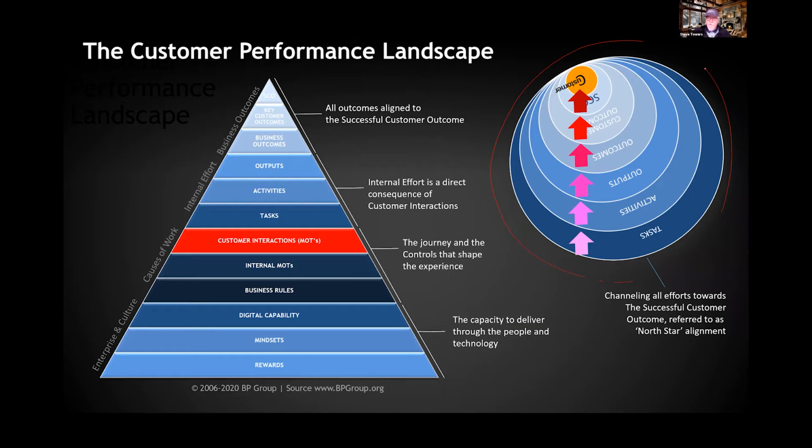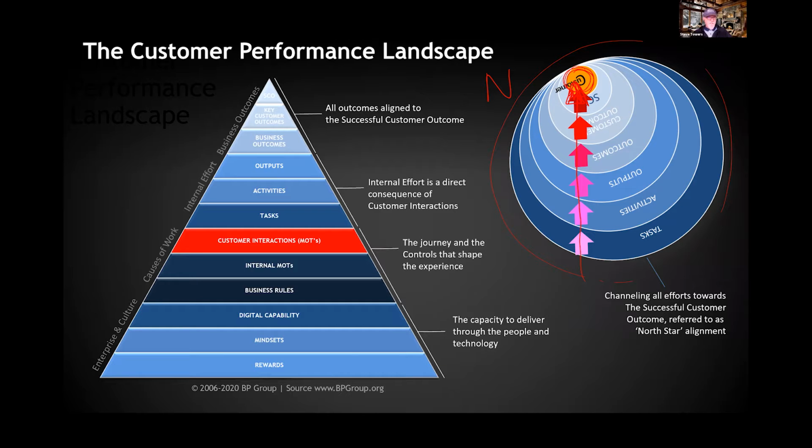And they came up with this idea of these vectors which point up in this direction, which many of us would put north at the top of a page. And they can measure those vectors in terms of the tasks that people are doing, which aggregate to activities, which in turn produce outputs. And those outputs then become outcomes, which hopefully are successful customer outcomes, leading to the customer. So that was the first incarnation of this.